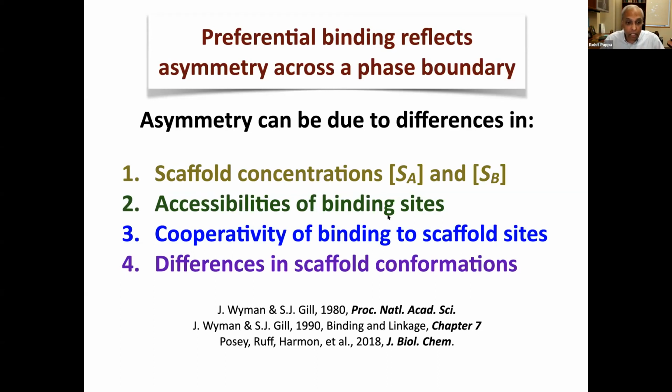And in fact, it turns out that these differences in scaffold conformations across the phase boundary can enable this type of preferential binding. And by the way, I should point out that I was basically a 7th grader when Wyman and Gill wrote about this. So, and I'm fairly old. So these are well-renowned concepts. I think they just bear repetition at this point.